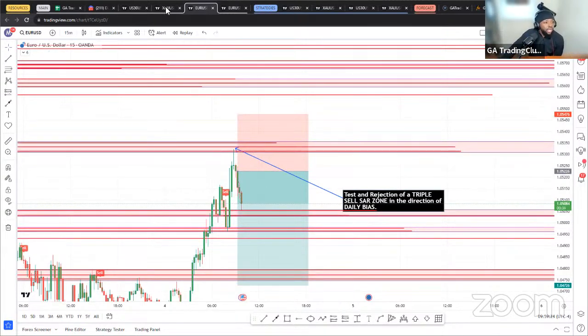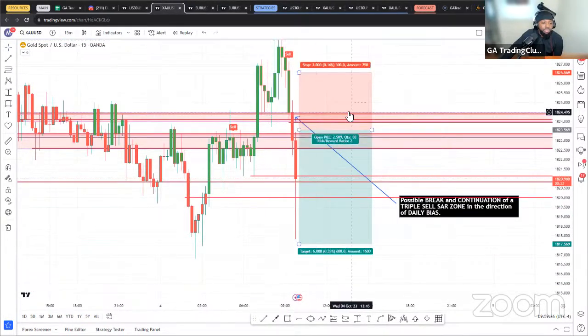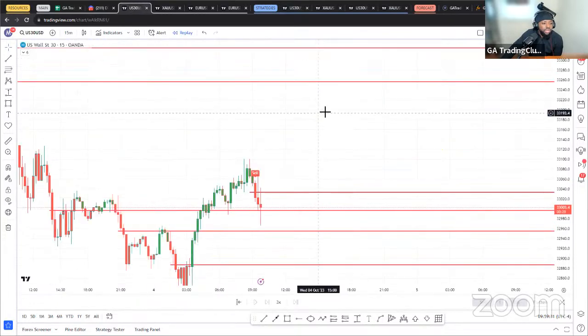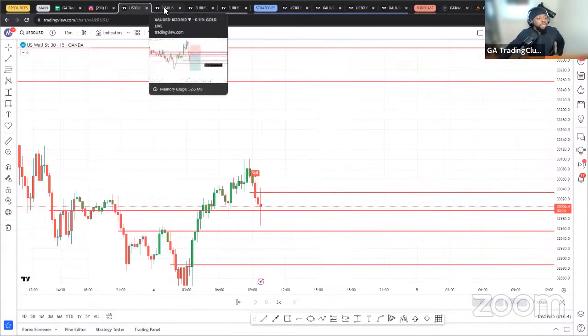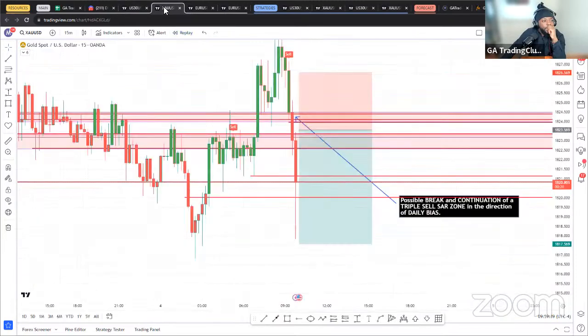But I'm hoping we get a retracement and I'll enter both gold and EU. US 30 really has been doing nothing today. Yeah, so if you guys have any questions as we wait for this trade, feel free to go ahead and ask.